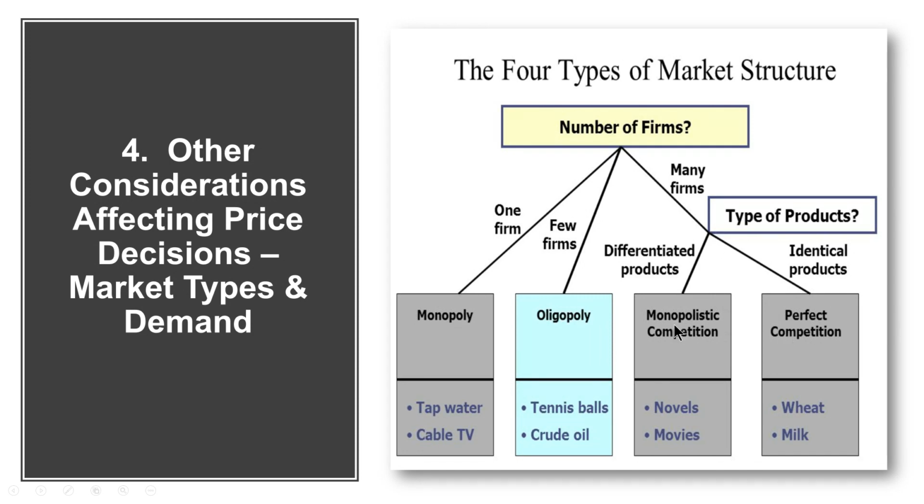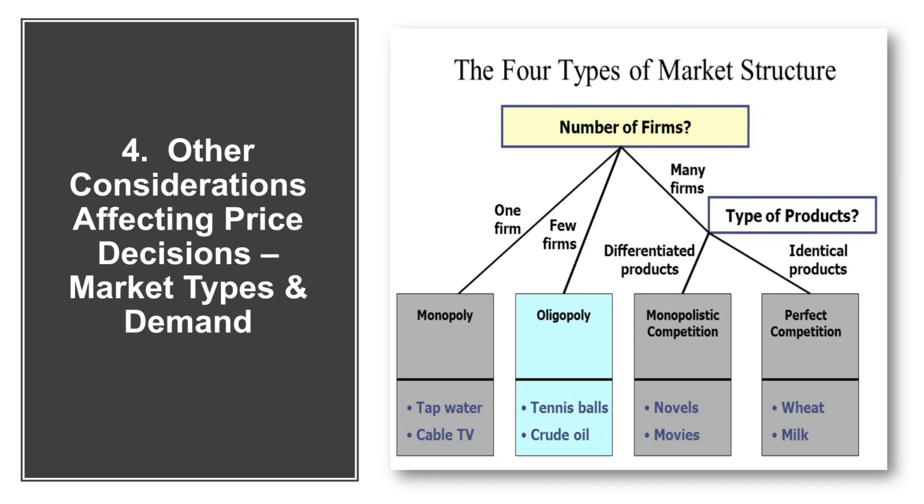But what really sets each of these apart is if the product is identical or it's differentiated in a way. So, for example, books are in the monopolistic competition structure, and so are movies. Every movie and every novel is usually different. So there's really clear differentiation.